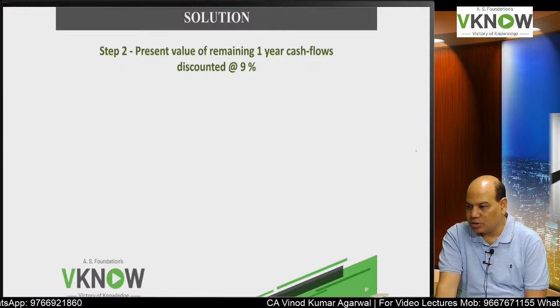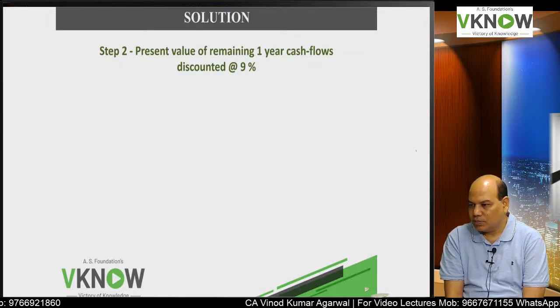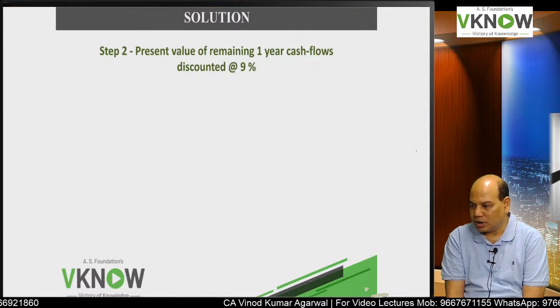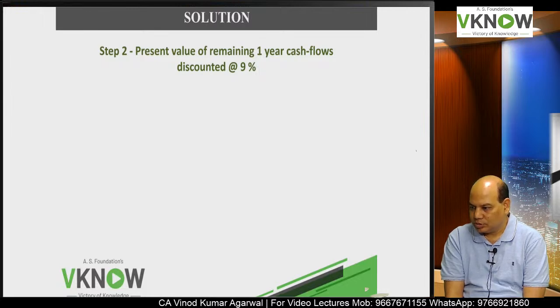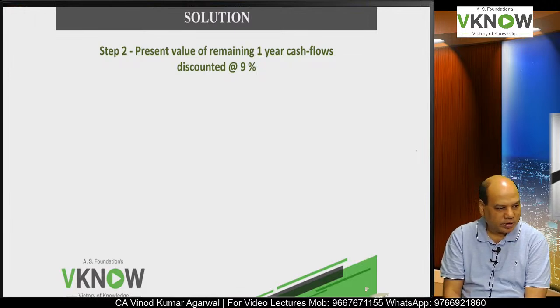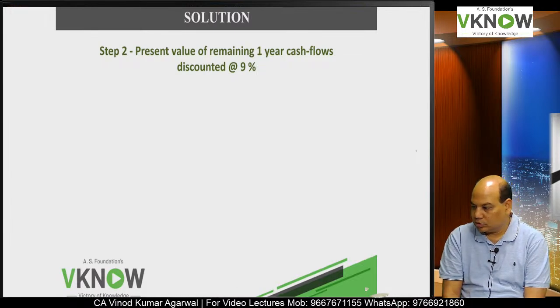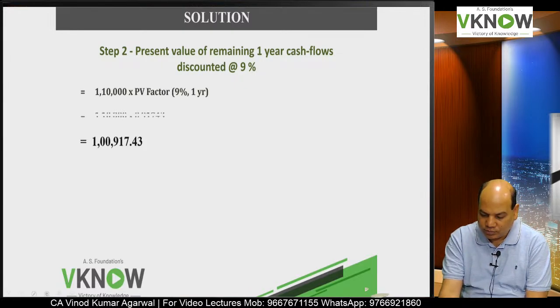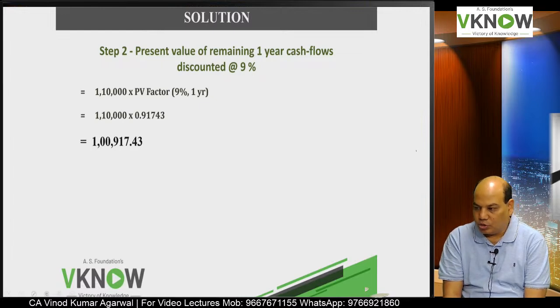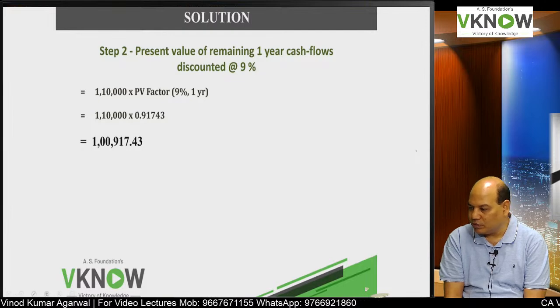So step 2, write down: present value of remaining 1 year cash flow, discounted at 9%. So you will get 1,10,000. You will discount it at 9% for 1 year into PV factor 9% 1 year.